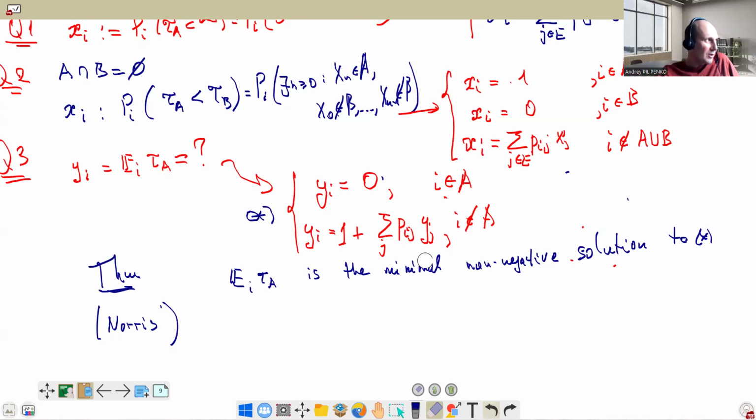Yes, but in the most interesting cases, there is only one solution. But sometimes, so this is the general result, and it's non-trivial only if E is infinite.